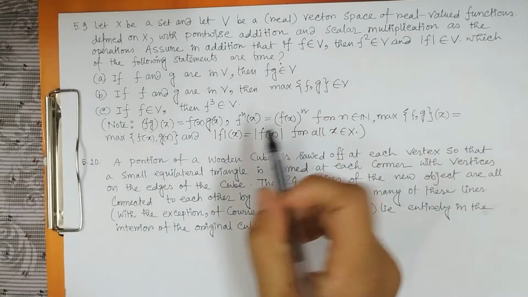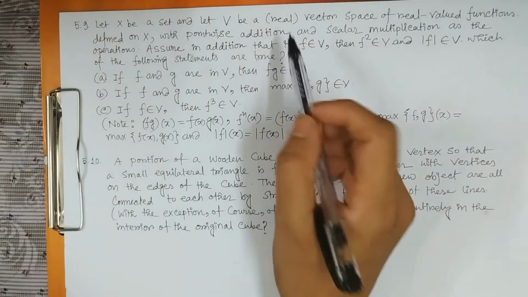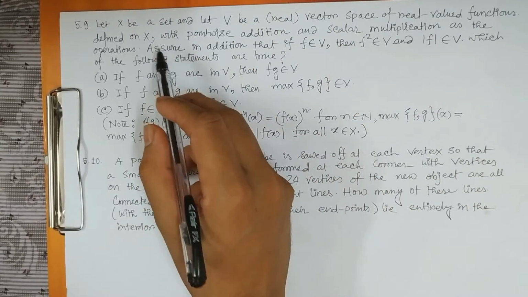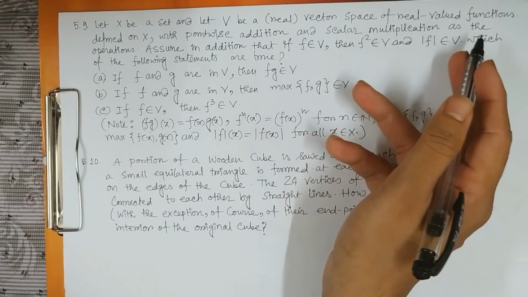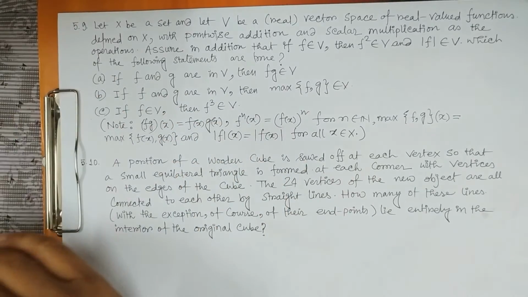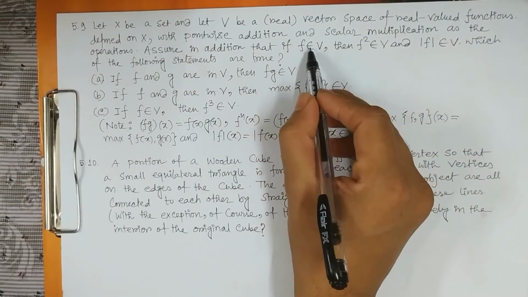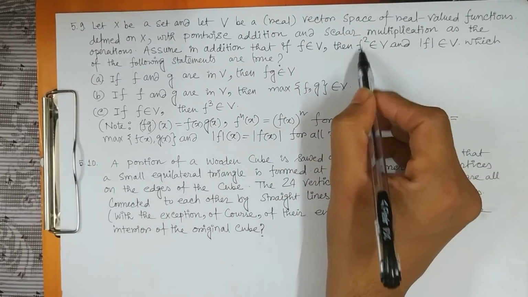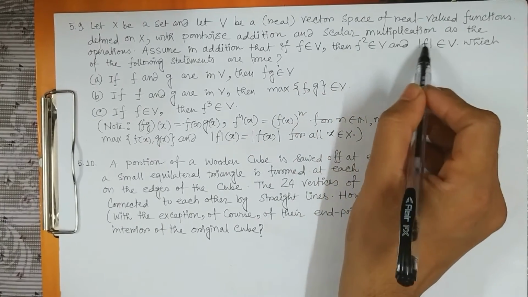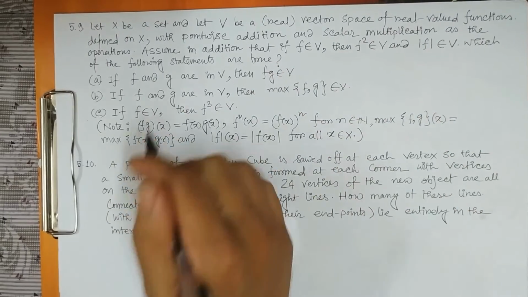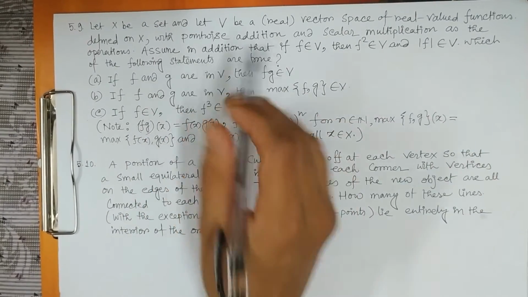The question is as follows: we are given a set X, and V is the real vector space of real valued functions defined on X with pointwise addition and scalar multiplication as operations. In addition, we are given that if f belongs to the vector space, then f square belongs to the vector space, and mod of f also belongs to V. We are asked which of the following statements are true.